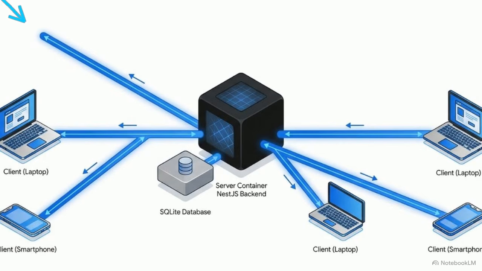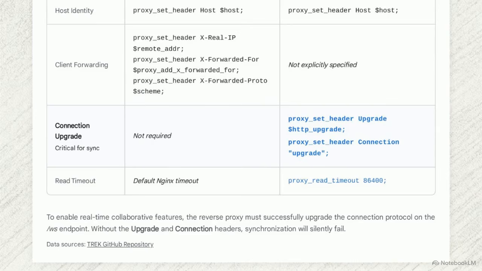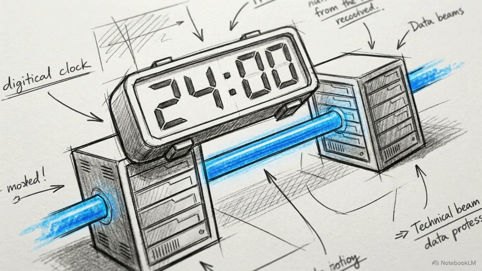To support this, you must edit the NGINX configuration to specifically handle requests on the /ws path. Within that NGINX location block, you must include these specific connection upgrade headers. Without them, the proxy will block the synchronization traffic. You also need to set the proxy read timeout to 86,400 seconds. That 24-hour window ensures that long-lived user sessions aren't disconnected by the proxy during periods of inactivity.